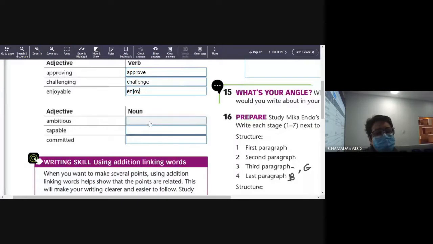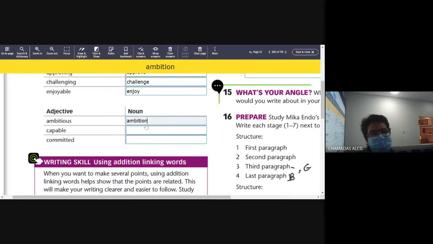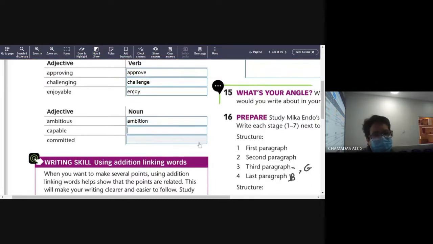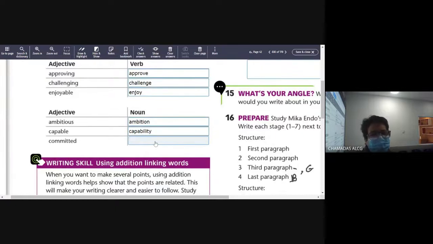Now, adjective to a noun. Remember, we have to add a suffix. So ambitious. Ambition. Yes, here we have to put "tion" as the suffix. Ambition. Capable. Capability. Then you have the noun.